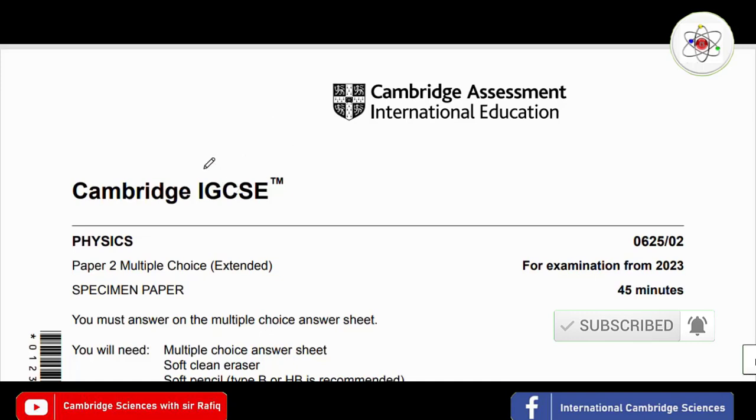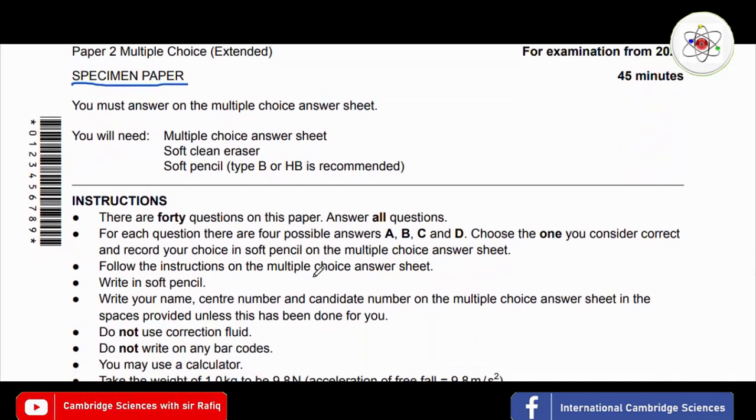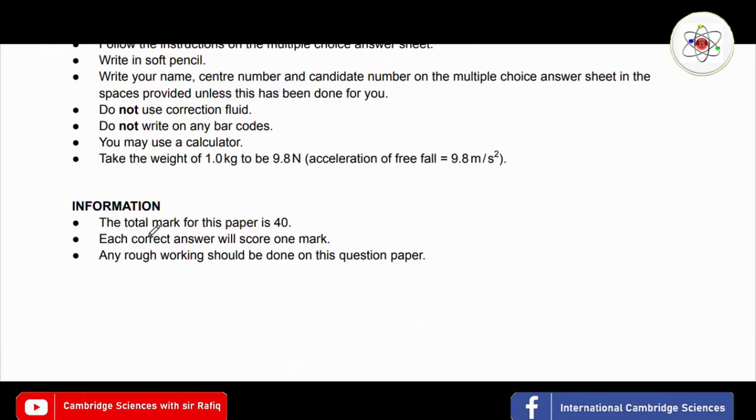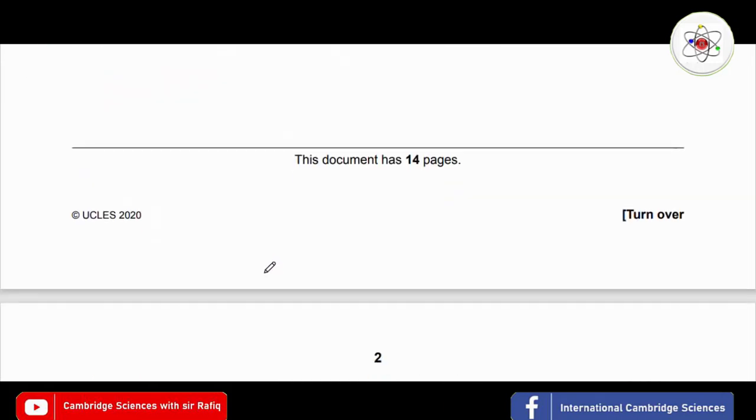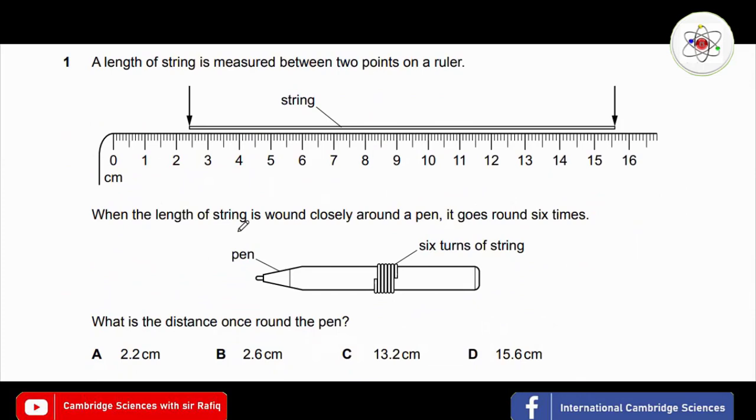Today we are going to solve this specimen paper of IGCSE physics, code number 0625. I must advise you to read the instructions and information carefully before you start the paper and follow them. All right, so let us start with question number 1 of MCQ paper 2.